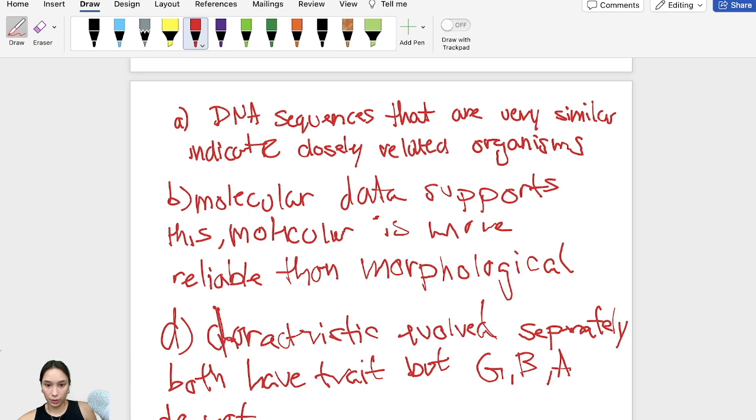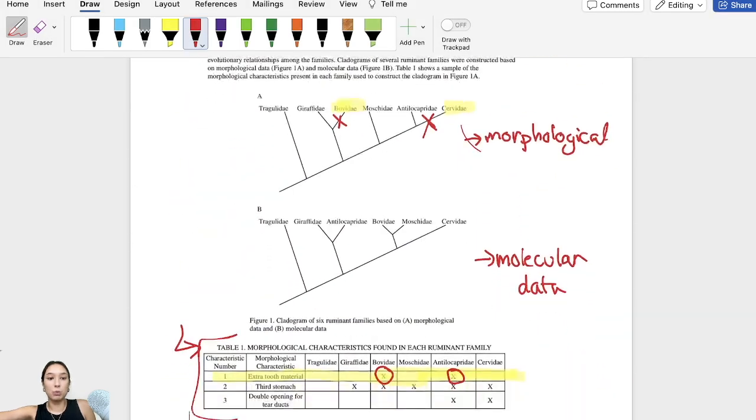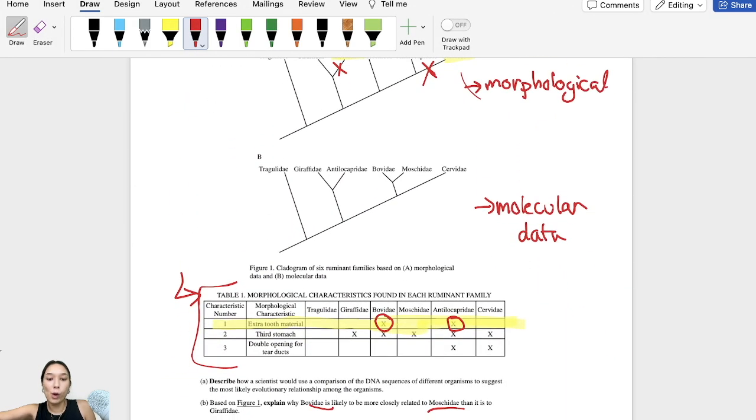My pen's dying, so it's a little bit messy. So it's more likely that these characteristics arose independently because the common ancestor wouldn't have developed this. If the common ancestor did develop this, then you would see it in Giraffidae, Moschidae, and Cervidae. Okay. So that's it for this one. I believe this one was 4 marks as well, 1 for each part. So that is question 5.